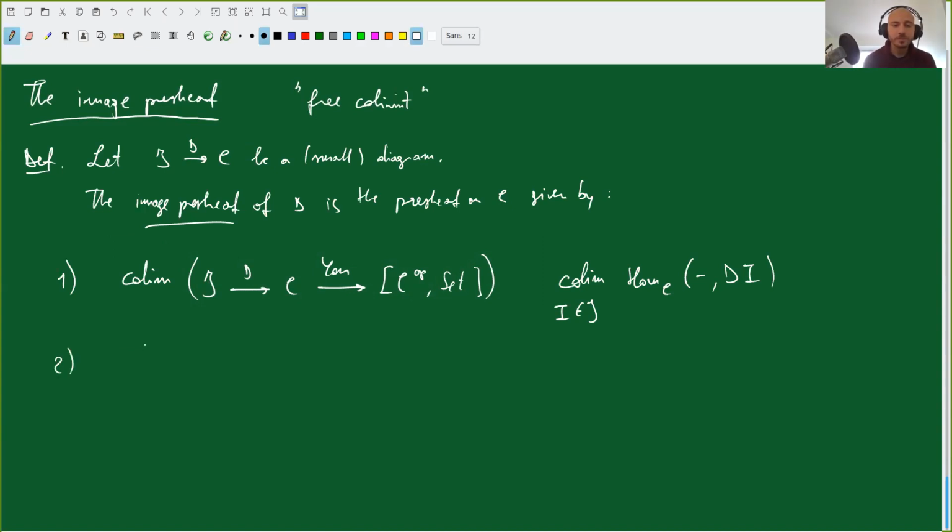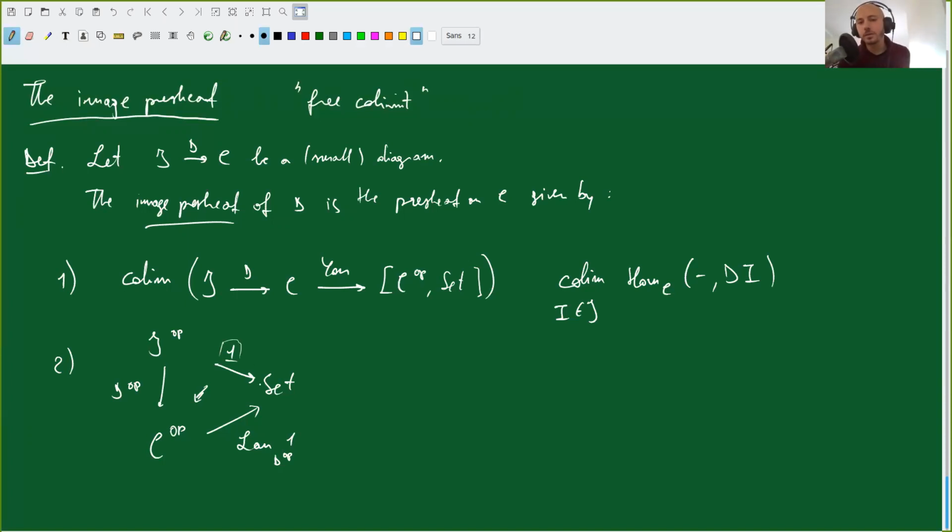Another way of saying this is that we have C op to Set here, here we have I op, and here we have D op. Here we take the constant presheaf, and here we take the Kan extension. That's kind of the same thing. And you see that one is somehow saying that we are not weighting this colimit. You can do the same thing for a free weighted colimit by changing this one, or by replacing the colimit by a coend, in case you have some weighting. But we're not going to talk about the weighted case here.